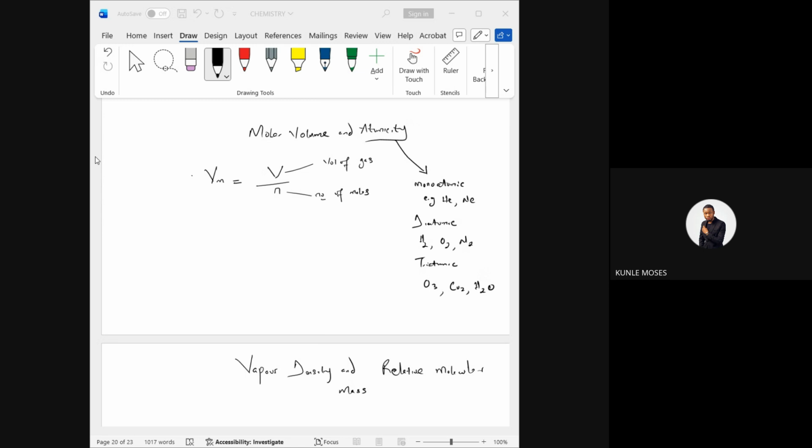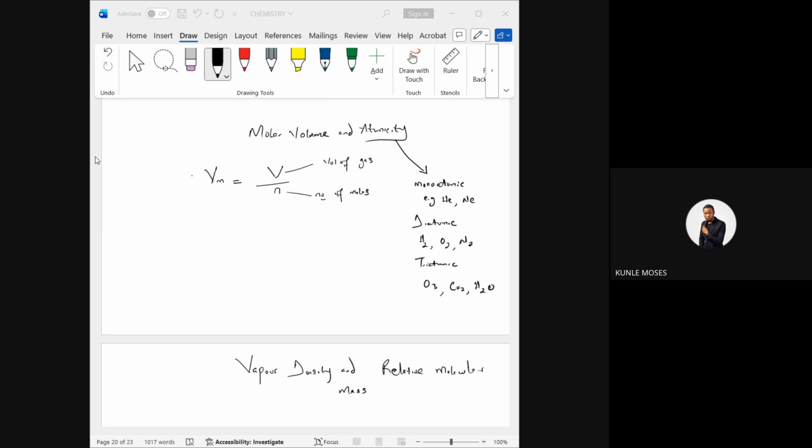So Vm equals V over N. Your V is the volume of gas and your N is the number of moles. The Vm is the molar volume. Anytime they ask you to calculate your molar volume, they will give you the volume of the gas and the number of moles. For example, a gas volume of, let's say, 12 cm³ has a number of moles of probably 2. We ask to calculate the molar volume for that gas. So it's just 12 over 2, and you get your molar volume. Is that taken?